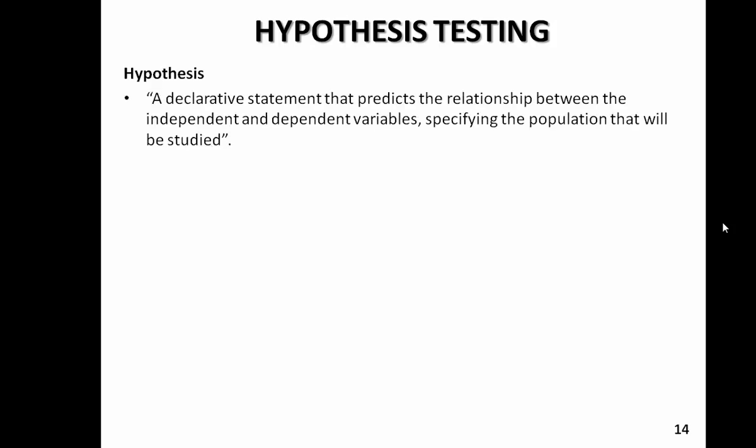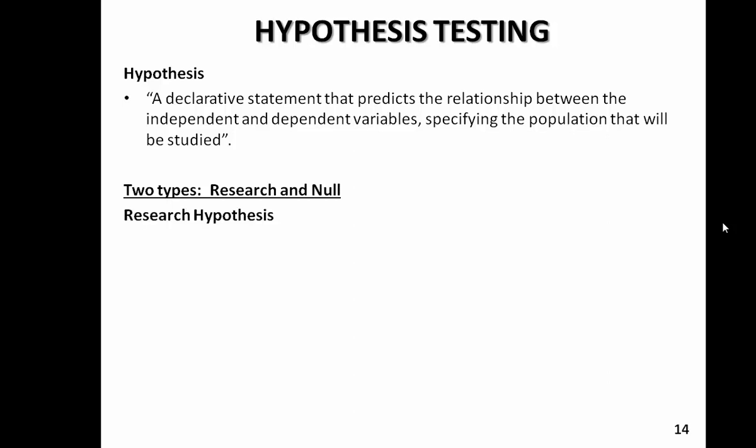In this lecture, we're going to take a more focused view of statistical hypothesis testing. By definition, a hypothesis is a declarative statement predicting a relationship between an independent variable and the resulting dependent variable specific to a unique population. And there are two types of hypotheses.